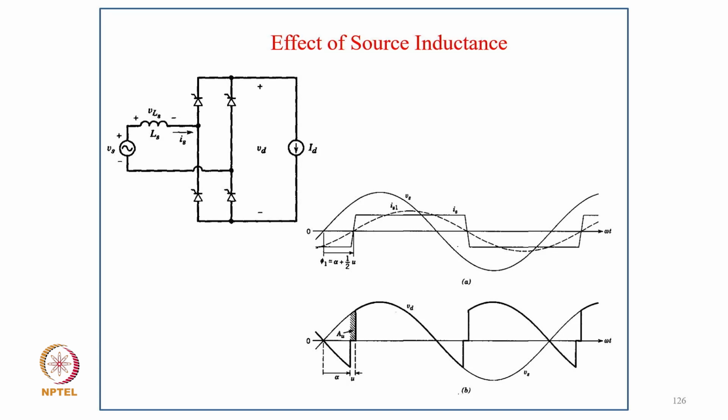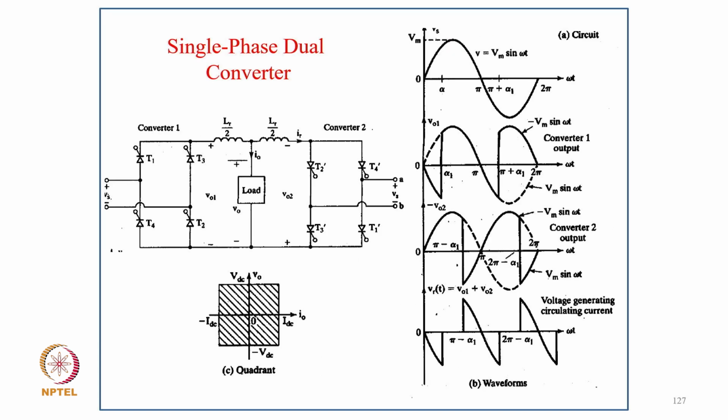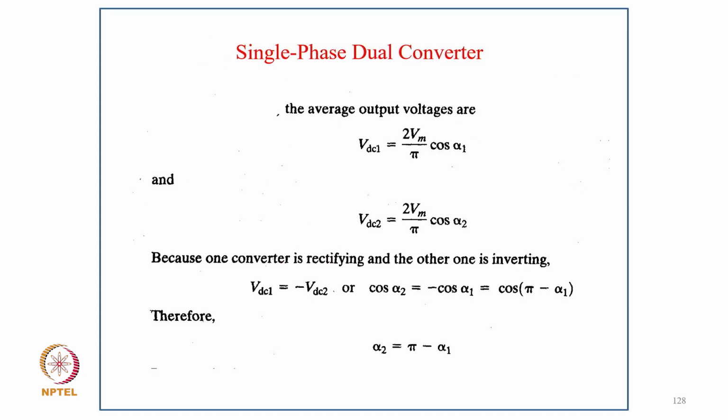And this is typically the effect of source impedance in a fully controlled rectifier with constant load current. Because of the overlap angle, you lose a little voltage during mu. And this is the dual converter. How the waveforms are there, dual converter different firing, and it can operate in all four quadrants, with bidirectional current and bidirectional voltage.